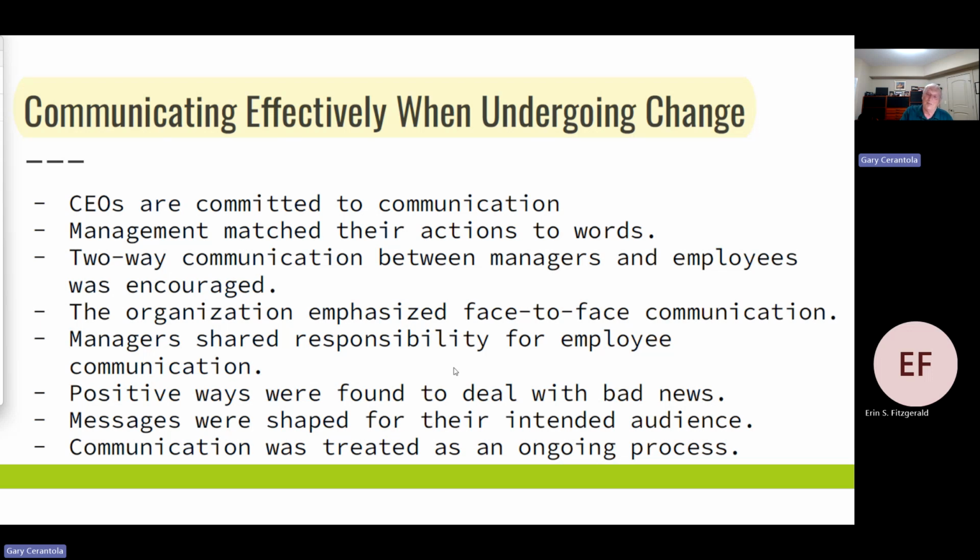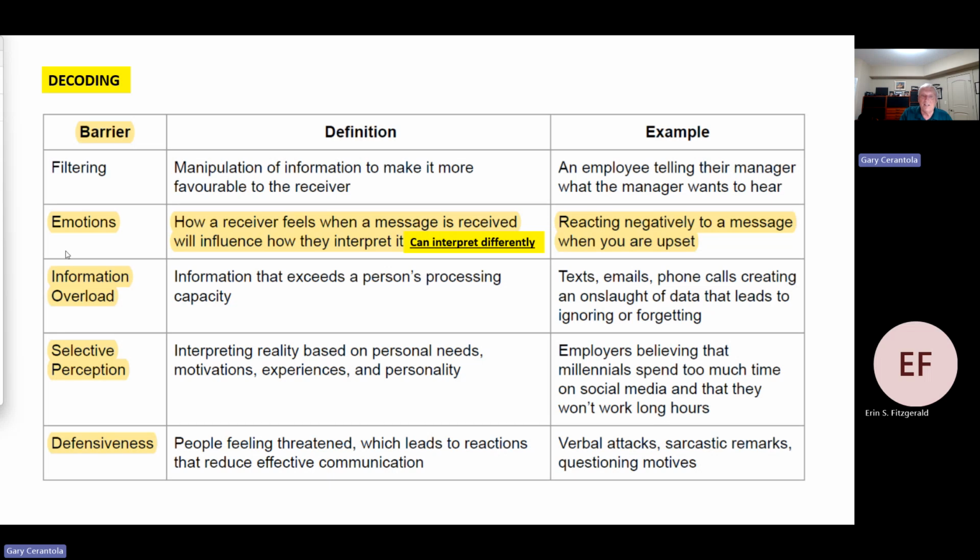And the thing is, that's part of trust, that you need to be transparent in what's going on. All right. So again, you can see here that emotions play a big piece in decoding. How a receiver feels when a message is received will influence how they interpret it. Especially when you're communicating through an email, you really have to try to get into the insights of what the situation is, so that you can diffuse it, and really create an understanding of why you're requiring a certain commitment. That way you'll get through those emotions and get to a better result with your receiver.